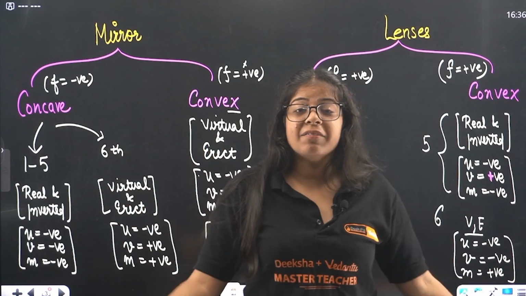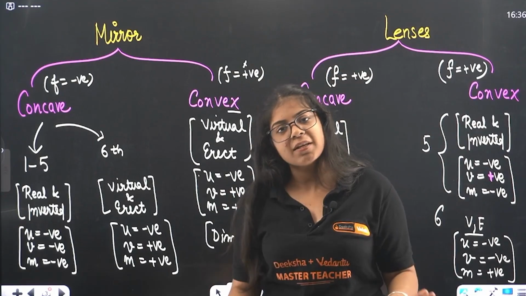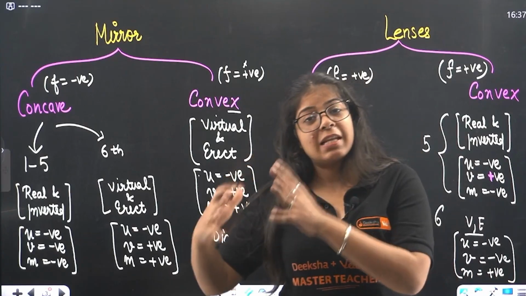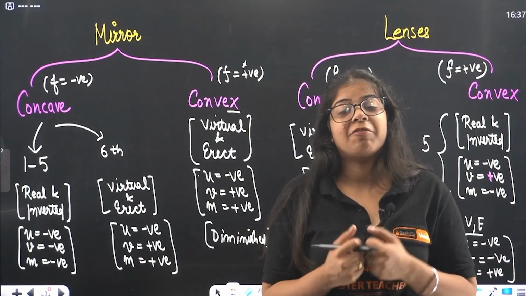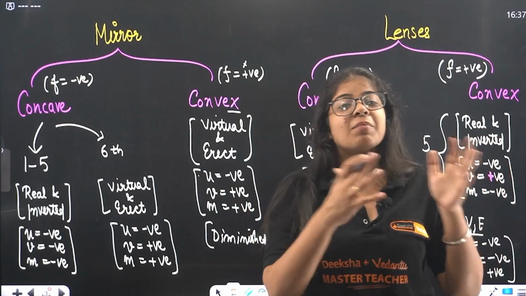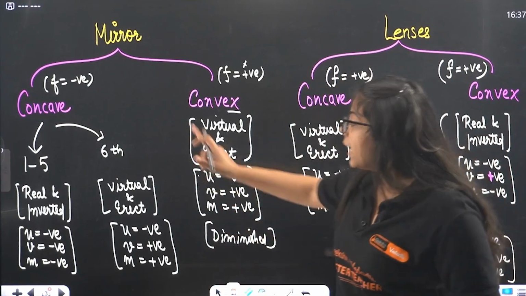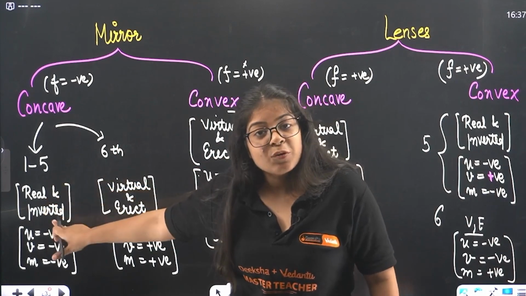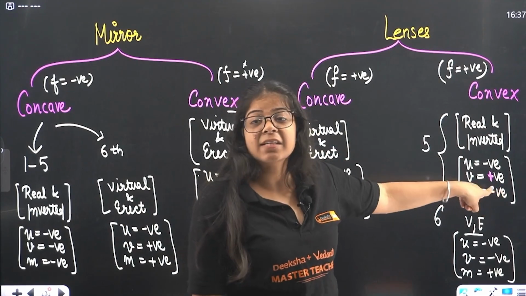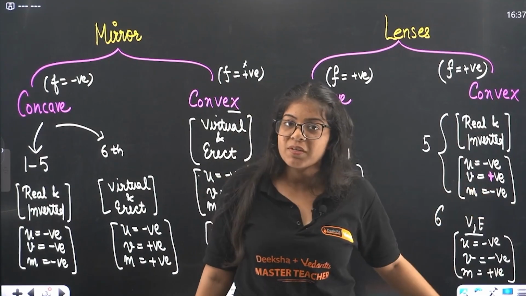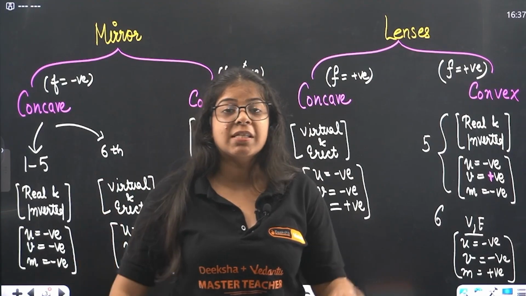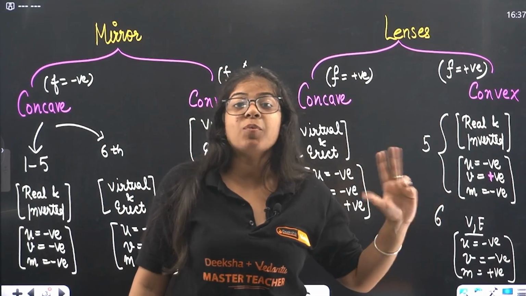U is always negative. Talking about v, that's the only thing you have to remember as we make the cases. For concave mirror, if the image is left hand side, then it will be negative. In lenses also, if the image is left hand side, it will be negative. But in mirrors, real and inverted will be left hand side. In lenses, real and inverted will be right hand side. That's why v is positive here. That's the only difference you have to remember. In mirrors, real and inverted will be negative image distance. In lenses, real and inverted will be positive image distance.